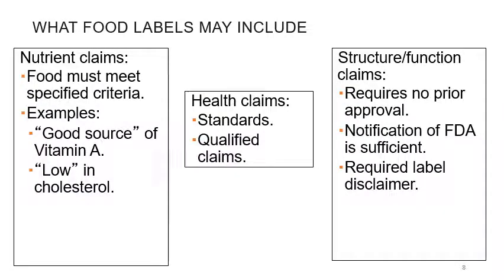Food labels may include nutrient claims, where food must meet specified criteria. For example, good source of vitamin A, low in cholesterol. So I'll show you in the next few slides what is defined as low in cholesterol as well. Health claims are standard. They have to have qualified claims. They cannot just make it up. Structure function claims require no prior approval. Notification of FDA is sufficient and a label disclaimer is required.